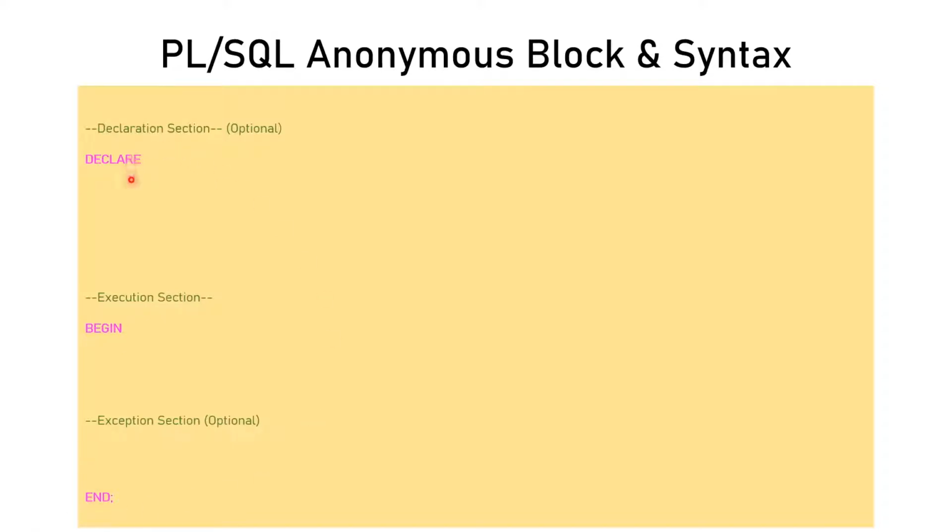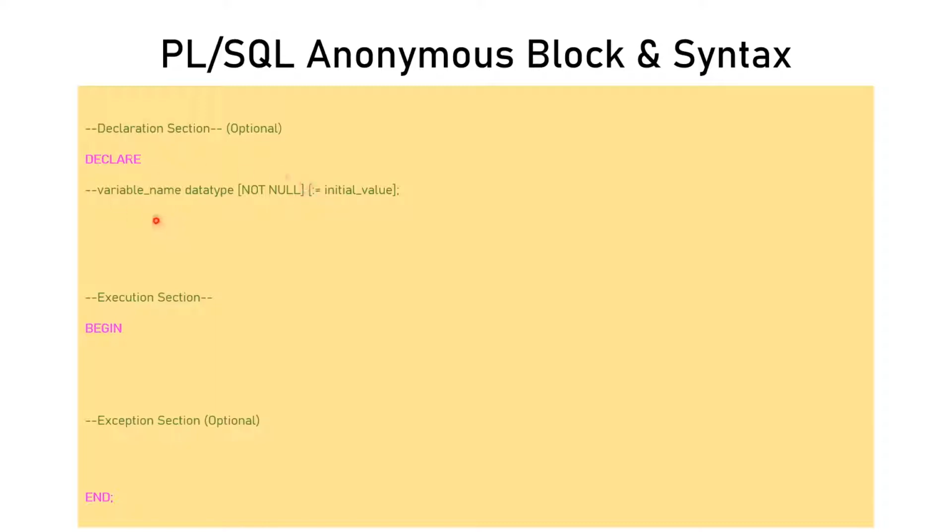Now let's try to write some variables. The major syntax of writing down a variable is simply variable name followed by the data type of the variable. And if we want, we can specify whether we want our variable to be null or not null. And finally, if we want, we can initialize that variable with any value.